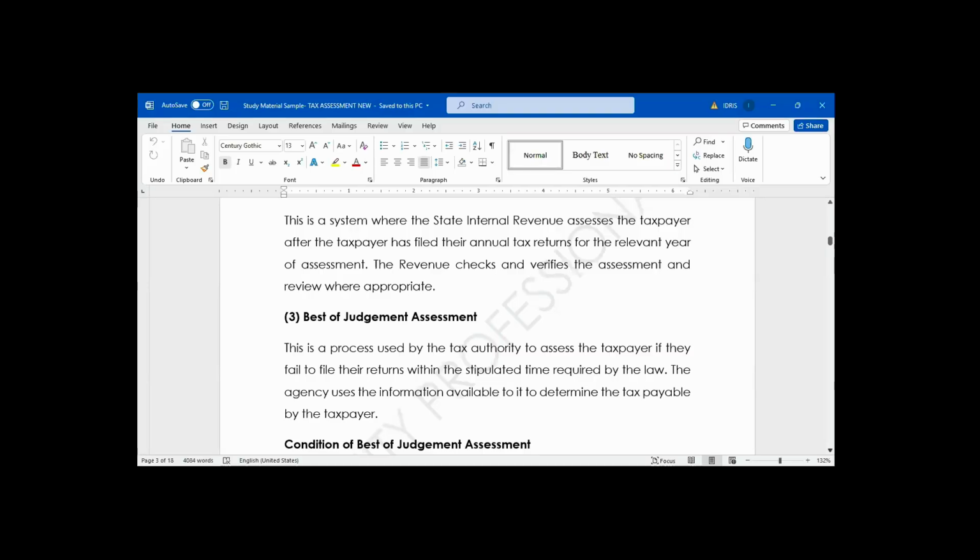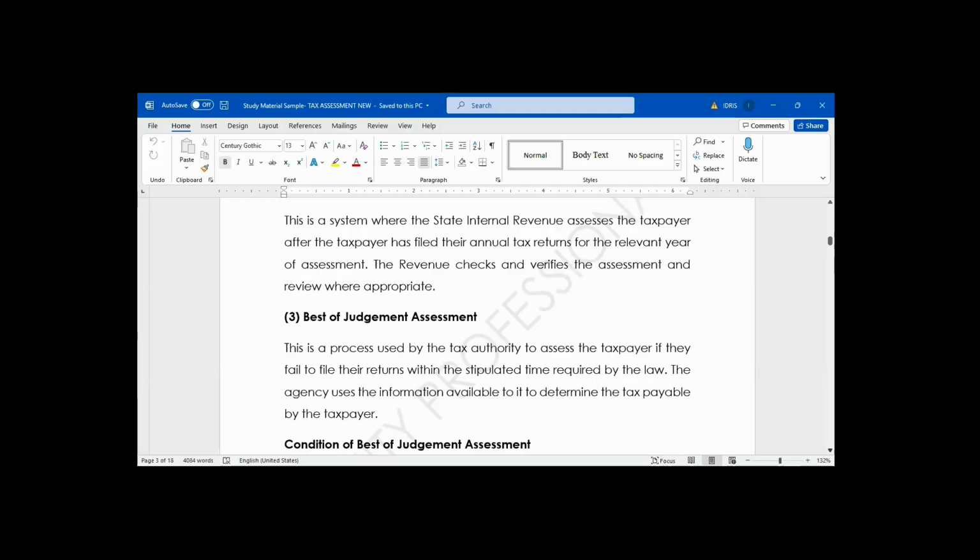What is the due date for filing company income tax return? Six months after the end of the accounting year. And when you file your company income tax return within six months after the end of the accounting year, that means you are filing the return based on self-assessment.